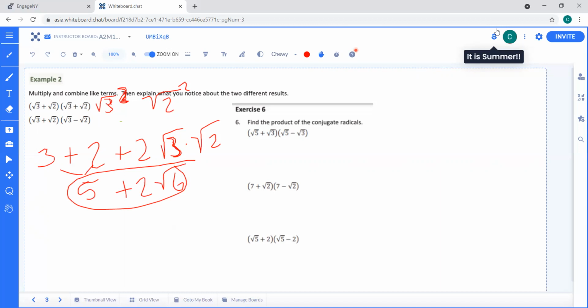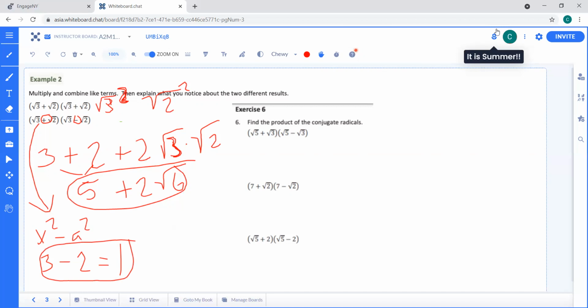Now, even more beautiful than that is this problem right here. Hopefully you see the difference of 2 squares. You have conjugates. We know that because this is a plus and this is a minus, and the 2 terms are the exact same in both binomials. Therefore, all we have to say is x squared minus a squared, which is 3 minus 2, which is 1. That's the type of stuff you should be able to check out.